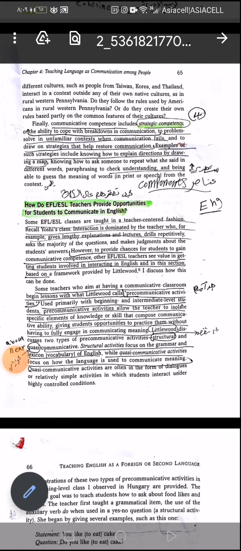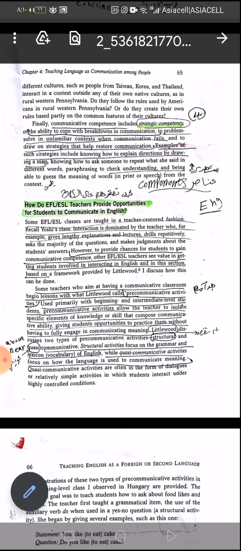Pre-communicative refers to the stage before communication, which means learners or children try to use linguistic structures and elements, such as simple sounds and phonemes, to communicate. Littlewood discusses two types of pre-communicative activities: structural and quasi-communicative.